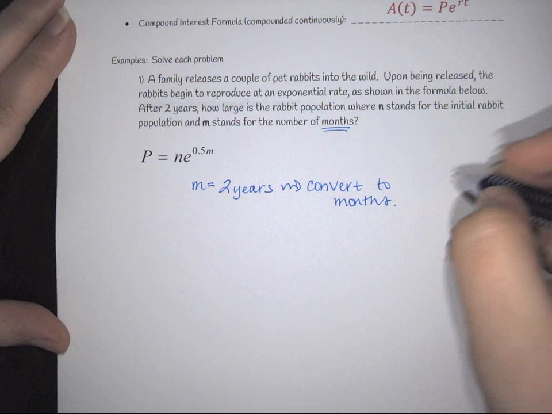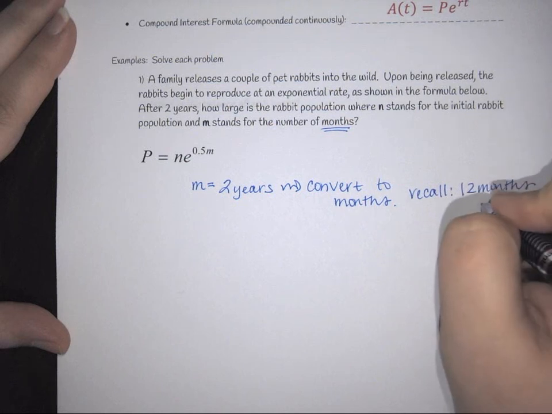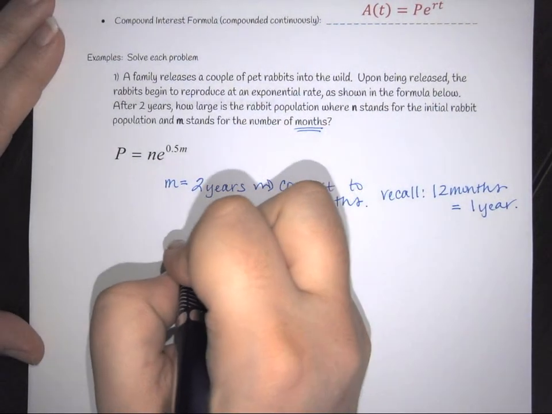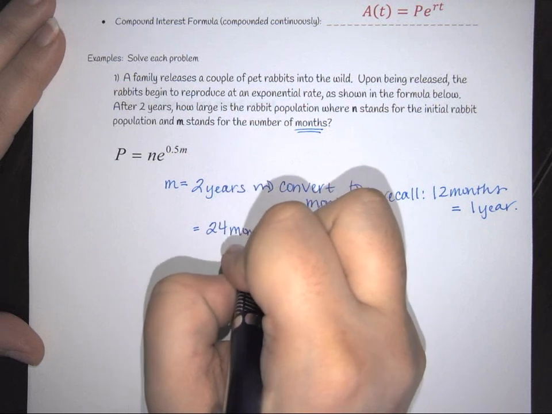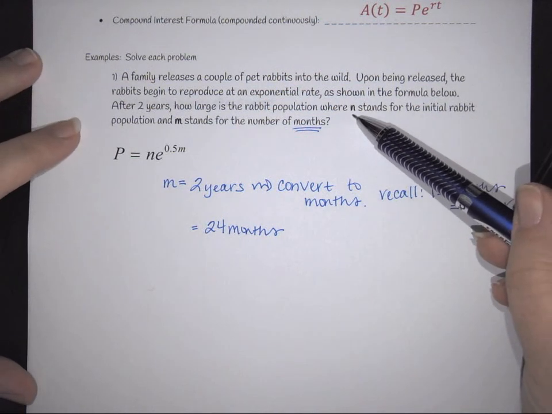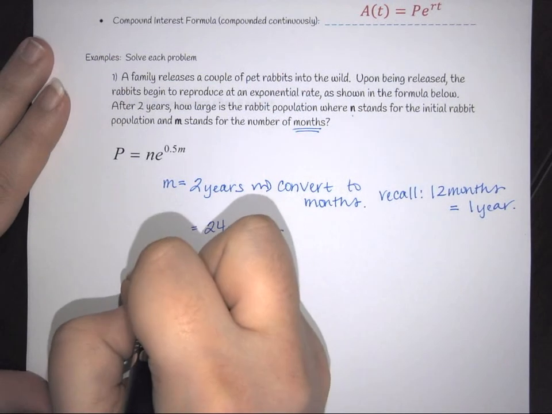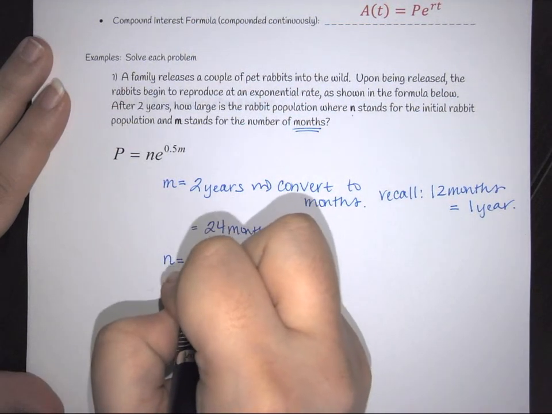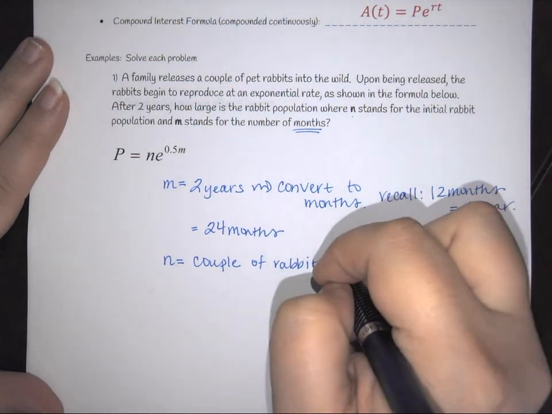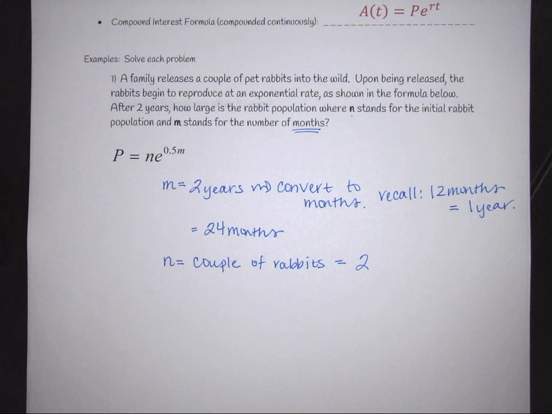And the biggest thing that we have to remember here is that you need to essentially recall that 12 months equals 1 year. So if 12 months equals a year and I have 2 years, then that means I have 24 months that I'm working with. Now the other piece that I had is that N stands for the initial population. So we were actually told what N is. So when we're looking at that N value in the beginning of the problem, we were told that we had a couple of rabbits. Well, we don't have to be crazy. A couple literally can mean 1 male, 1 female. So 2.